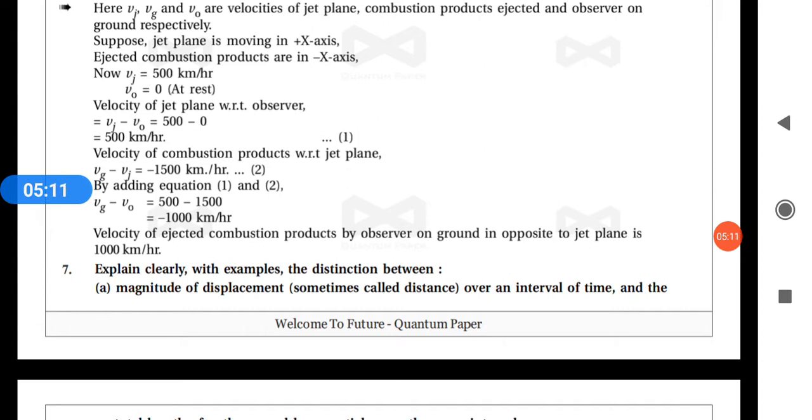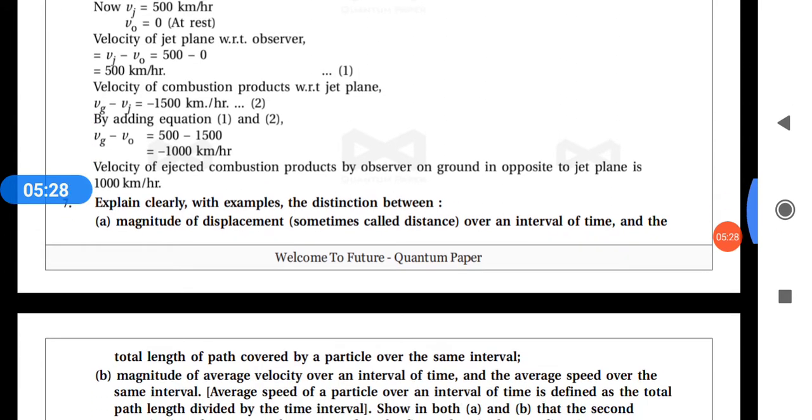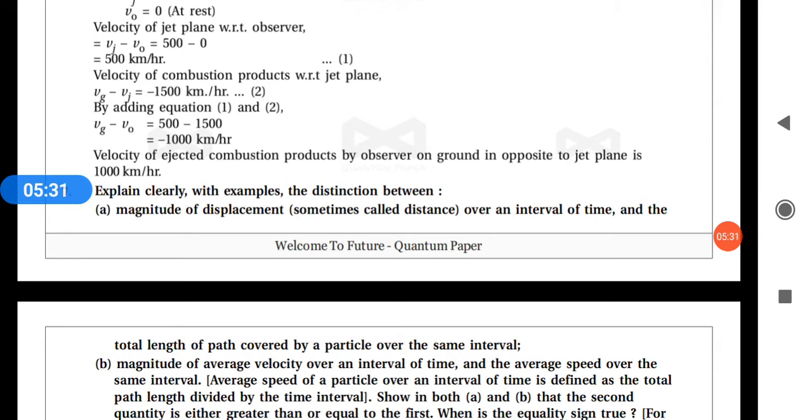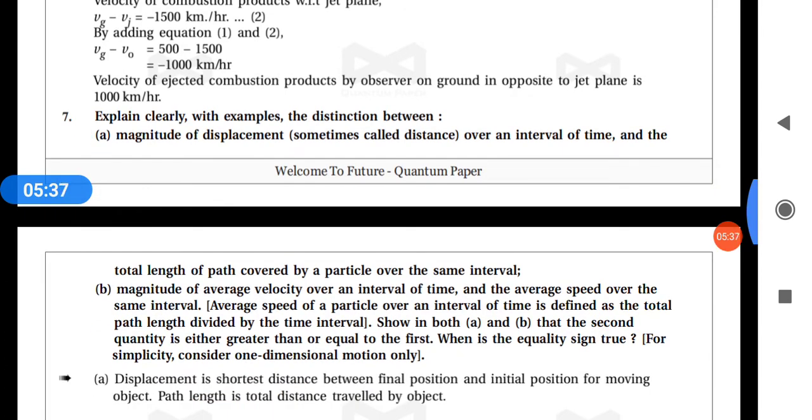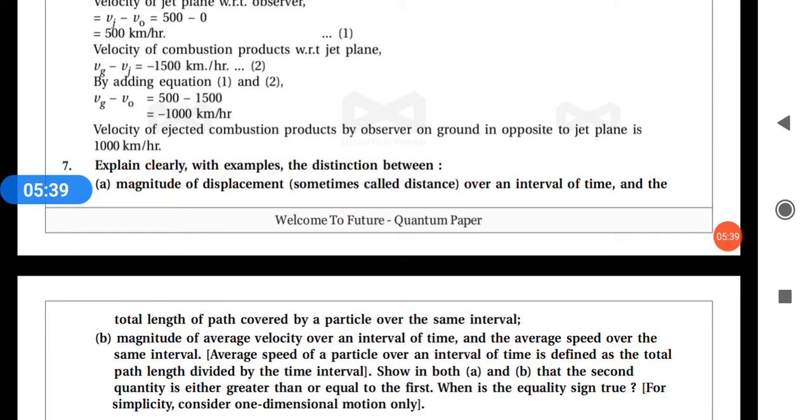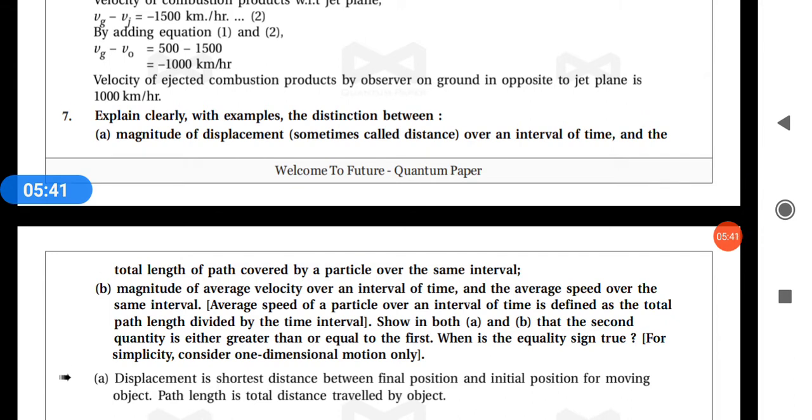The velocity of the combustion product with respect to the jet plane, Vg minus Vj, is equal to minus 1500 kilometers per hour. So Vg minus V0 is 500 minus 1500, so we get minus 1000 kilometers per hour. So the velocity of the ejected combustion product with respect to the observer on the ground, in the direction opposite to the jet plane, is 1000 kilometers per hour. So these are basic phenomena.